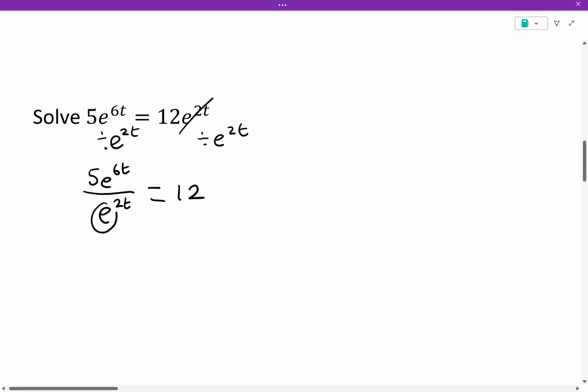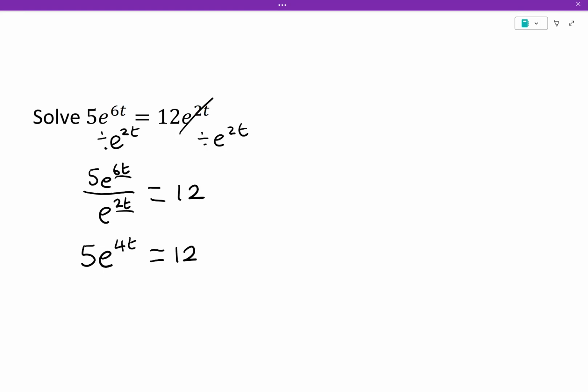Because the base numbers are the same, we can use the division law with indices where we subtract the powers. So this is going to become 5, then e, and then we would do 6t subtract 2t to get 4t, like this, is equal to 12. So we've managed to successfully rearrange the equation so the exponential is now only in one term.